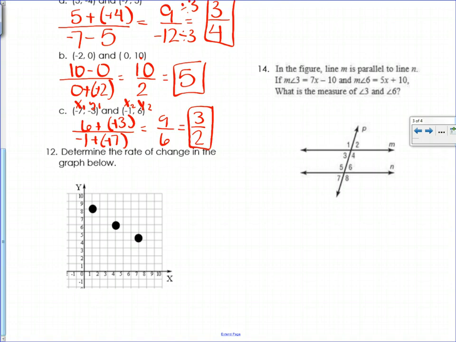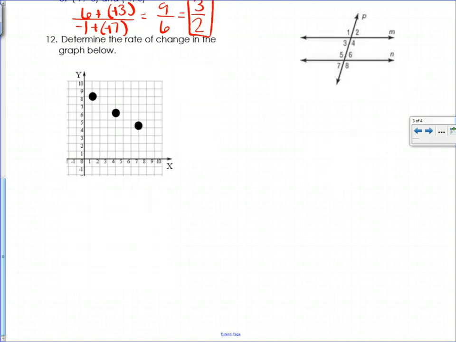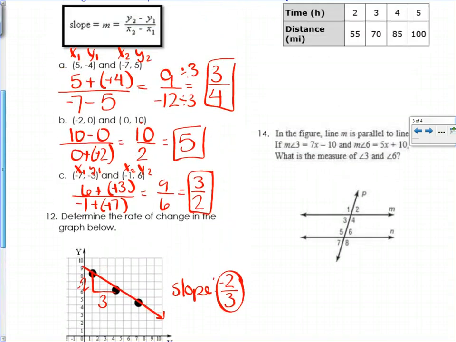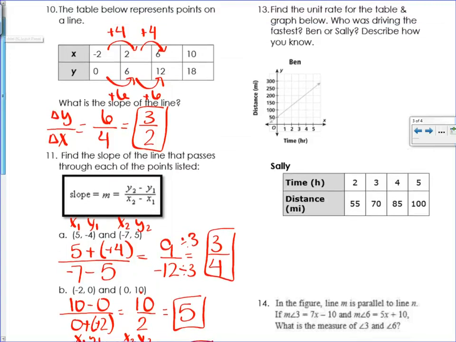Number 12, determine the rate of change on the graph below. So slope again. You're going to draw your right triangle between the 2 points. So I'm starting at 8. This time I had to go down 2, so negative 2 and to the right 3. So remember, if your line is going down, you're going to have to put a negative by your slope. So your slope this time is negative 2 over 3.